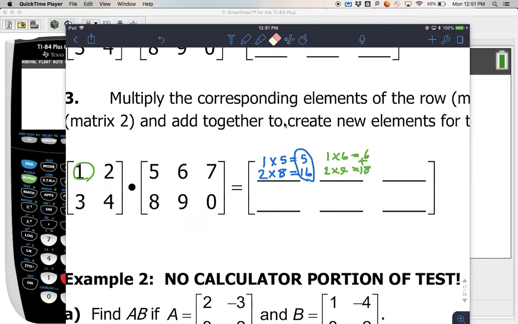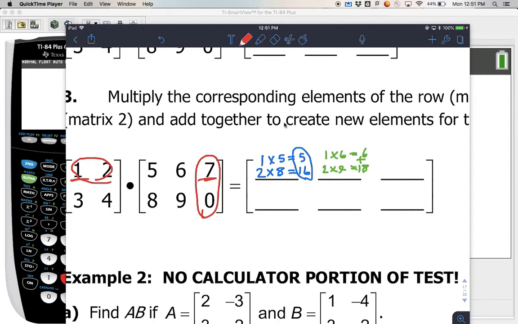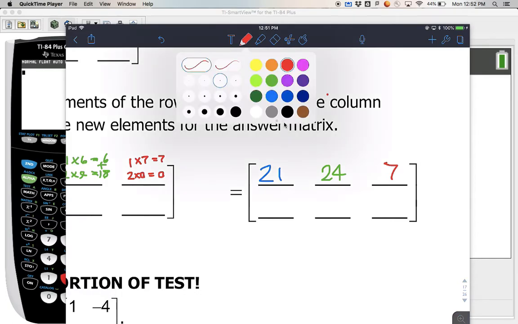Okay, so now let's go top row, the last column. So that's going to be 1 times 7, and then it's going to be 2 times 0. So that would be 7 and then plus 0 right there. 7 plus 0 will just be regular 7. Okay, let's go ahead and get that bottom row going here.